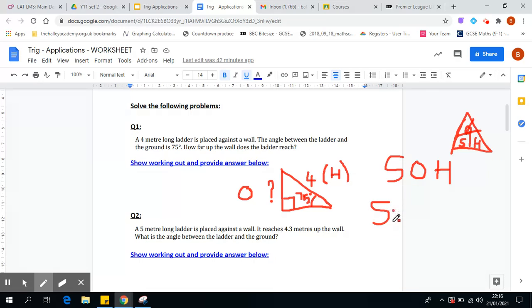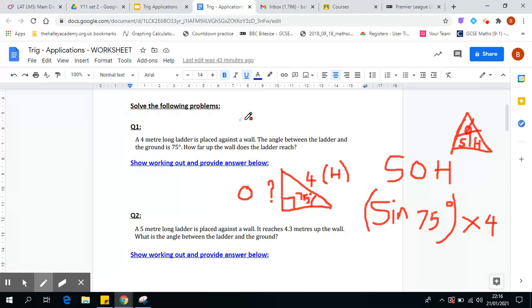So that would be sine 75 degrees multiplied by 4. You could use brackets. So the calculator calculates sine 75 initially, and then multiplies the value of sine 75 by 4. Ensure you give your answer to 1 decimal place.